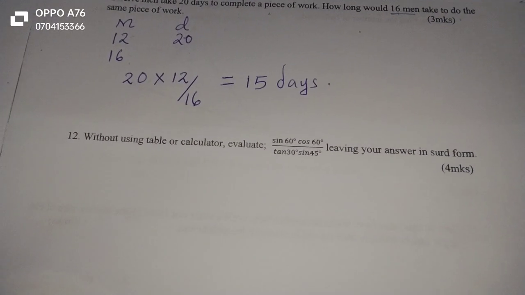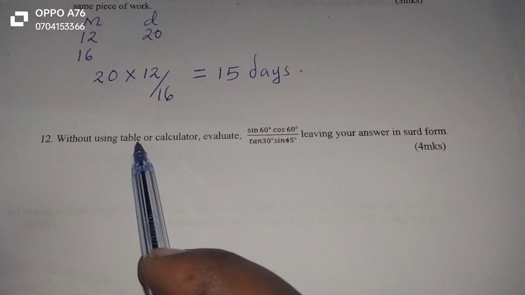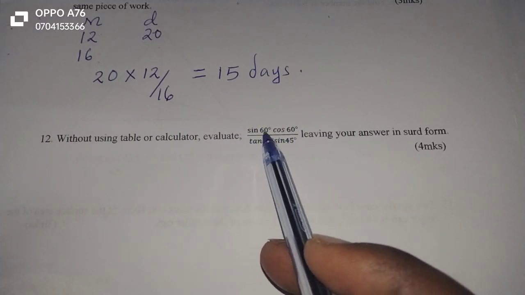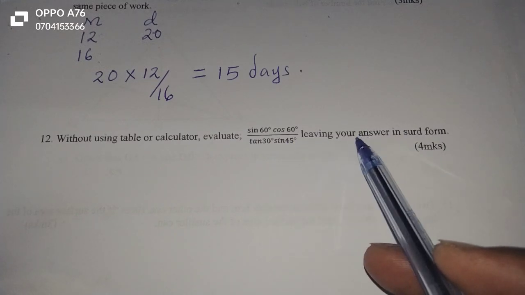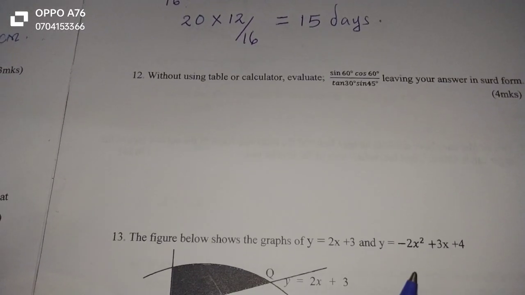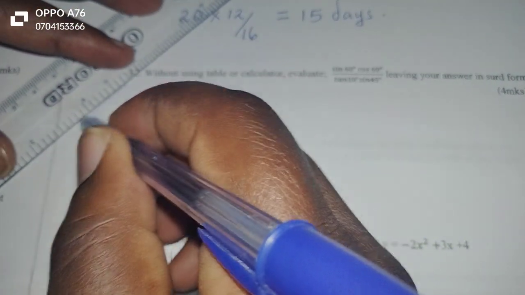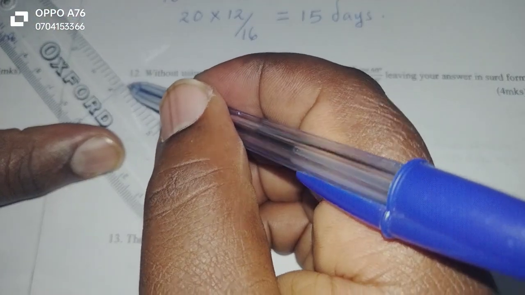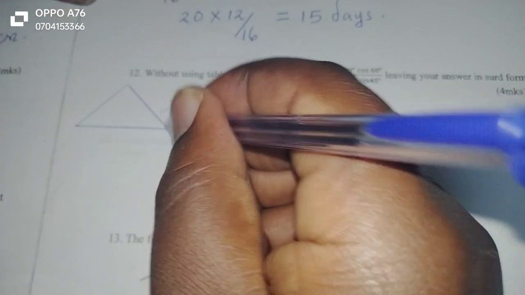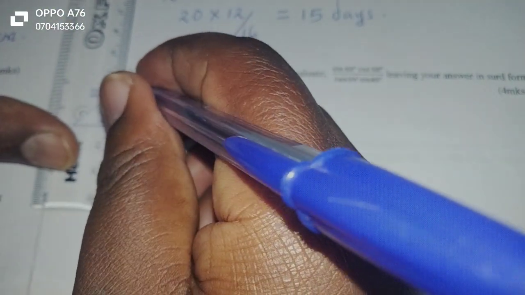Number 12. Without using tables or calculators, evaluate sine of 60 degrees times cosine of 60 degrees, divided by tan of 30 times sine of 45, leaving your answer in surd form. For us to solve such a question, we have to know how to express these special angles in surd forms. I will simply take an equilateral triangle of 2 units, with sides 2 units, 2 units, and 2 units. The angles, of course, are each 60.